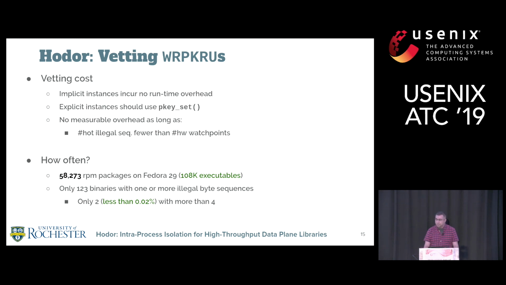To put that into perspective, we inspected RPM packages on the Fedora distribution, which amounts to more than 100,000 executables and libraries. Within these binaries, we found only 123 binaries with one or more instances of an illegal byte sequence, only 2 of which have more than 4 instances. Therefore, we don't expect the limited number of hardware watchpoints to cause any significant overhead for real applications. And for the record, none of the applications that we used for experiments had any instance.